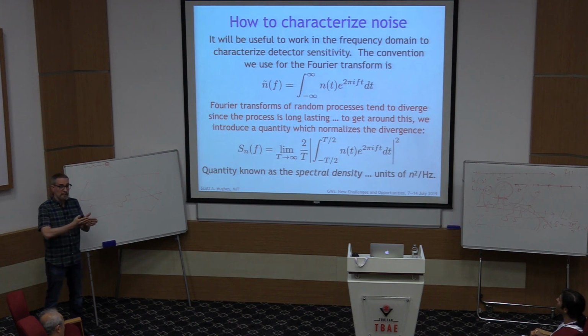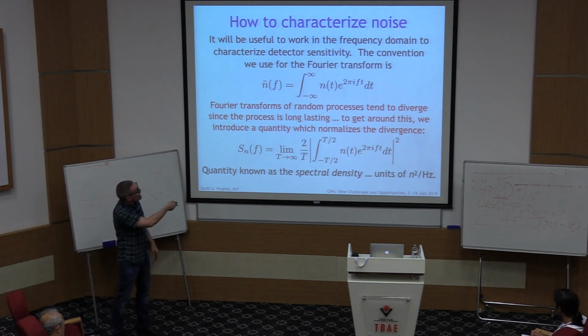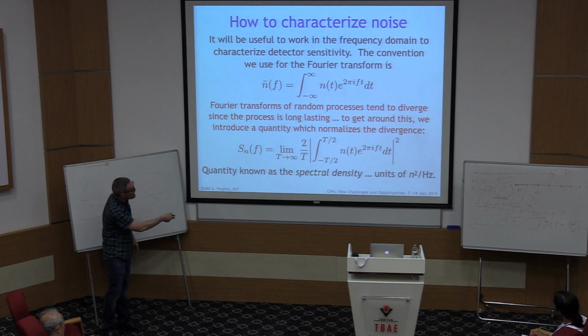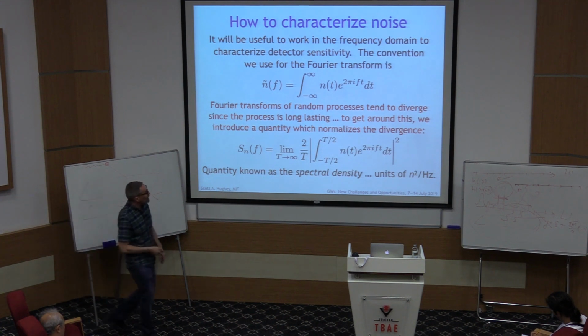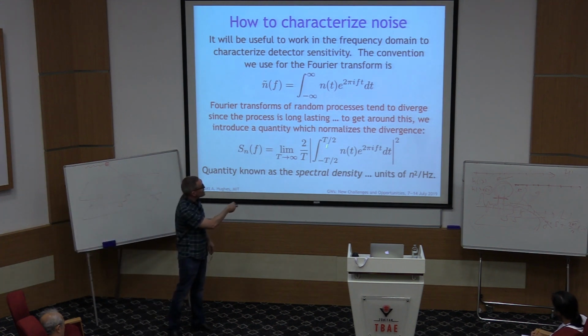Okay, if you have a function that is always oscillating, it has power on lots and lots of scales, and you integrate it over an infinite amount of time, you get something that just isn't very well behaved. So what we do is introduce a quantity which normalizes this divergence. This is where the spectral density that Badri used in his lecture fundamentally comes from. As I take the limit of t going to infinity, this is exactly the Fourier transform here.